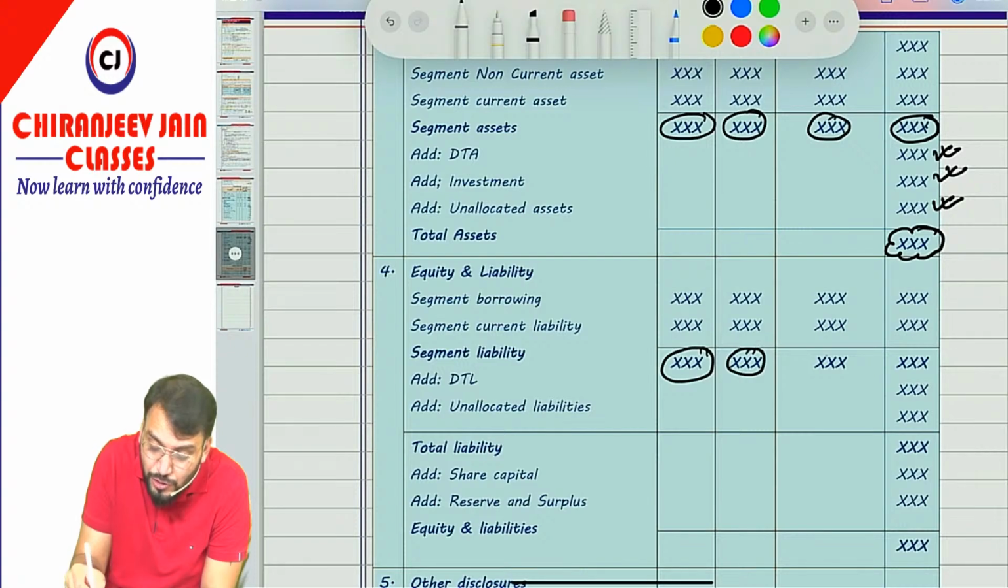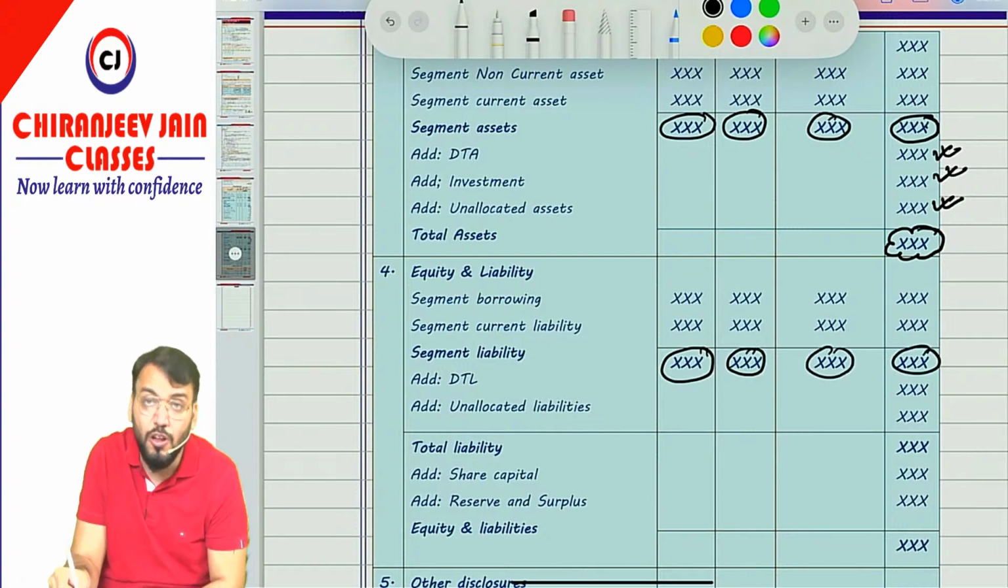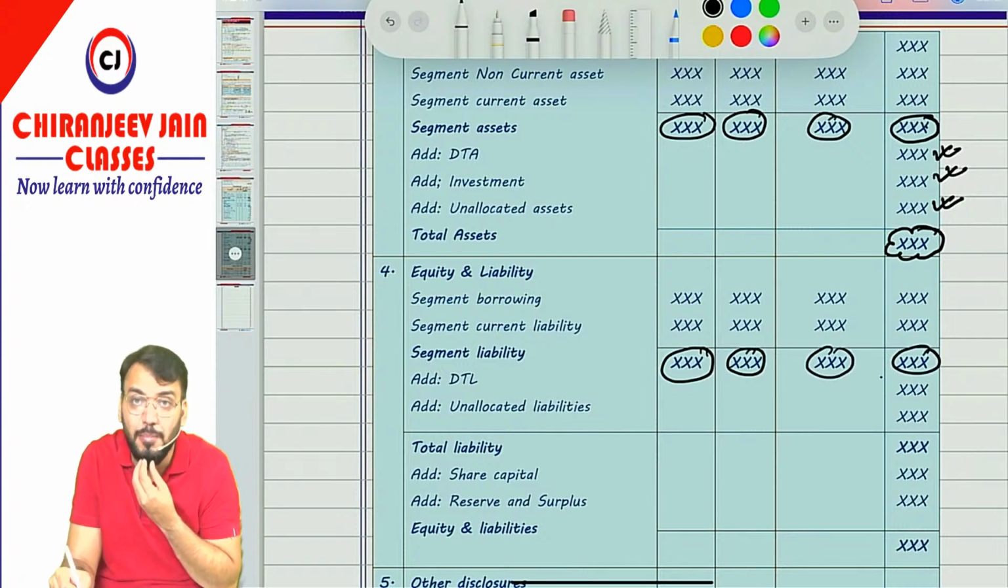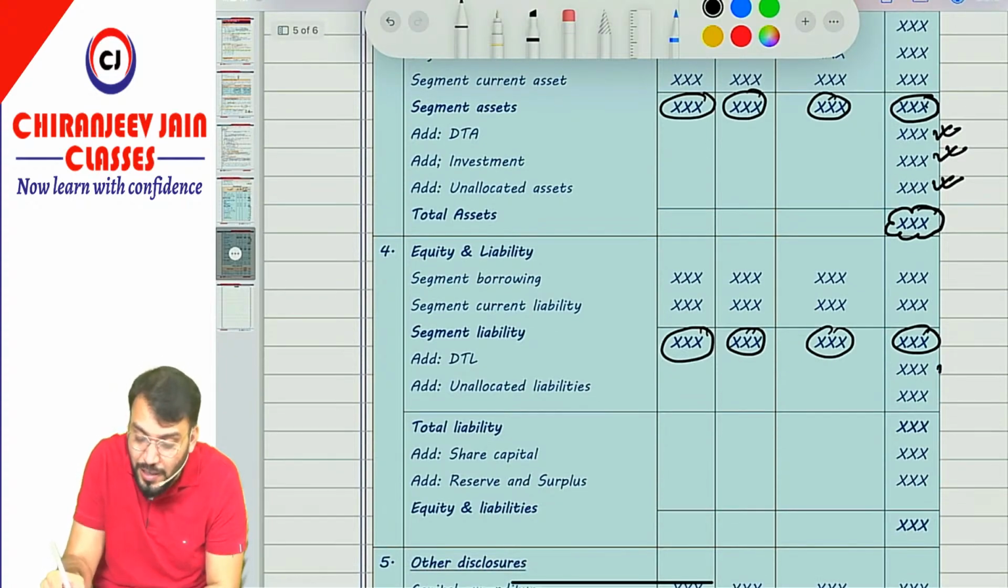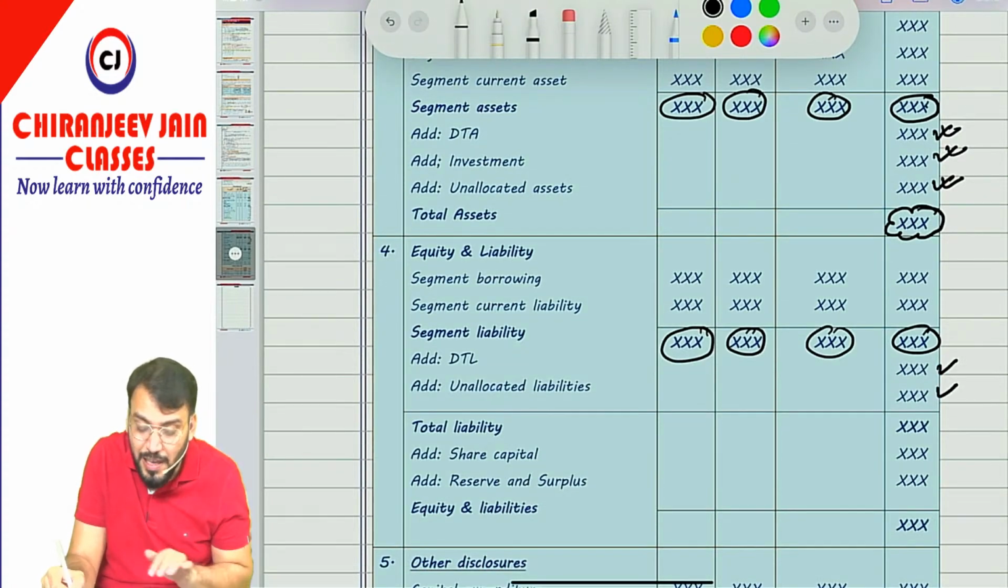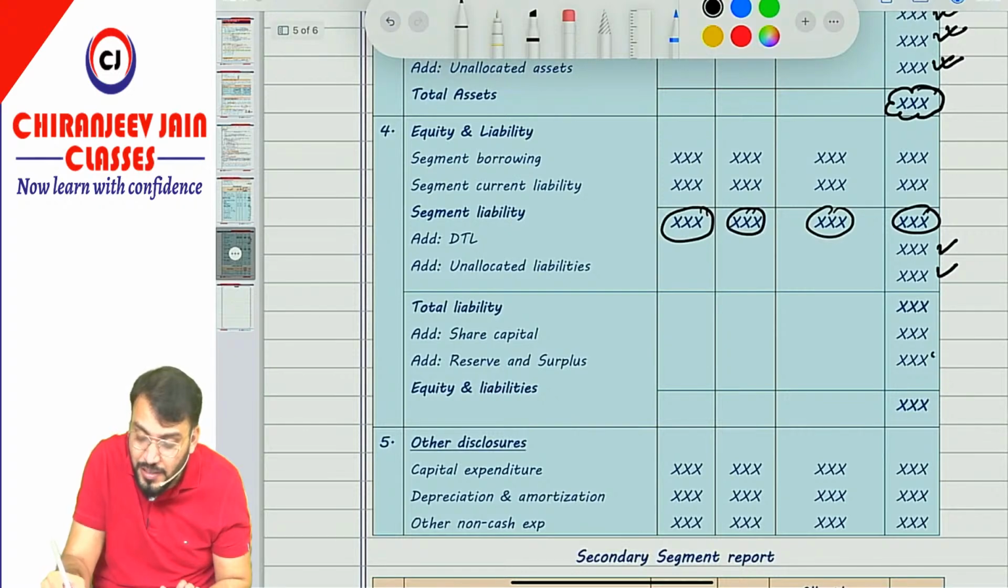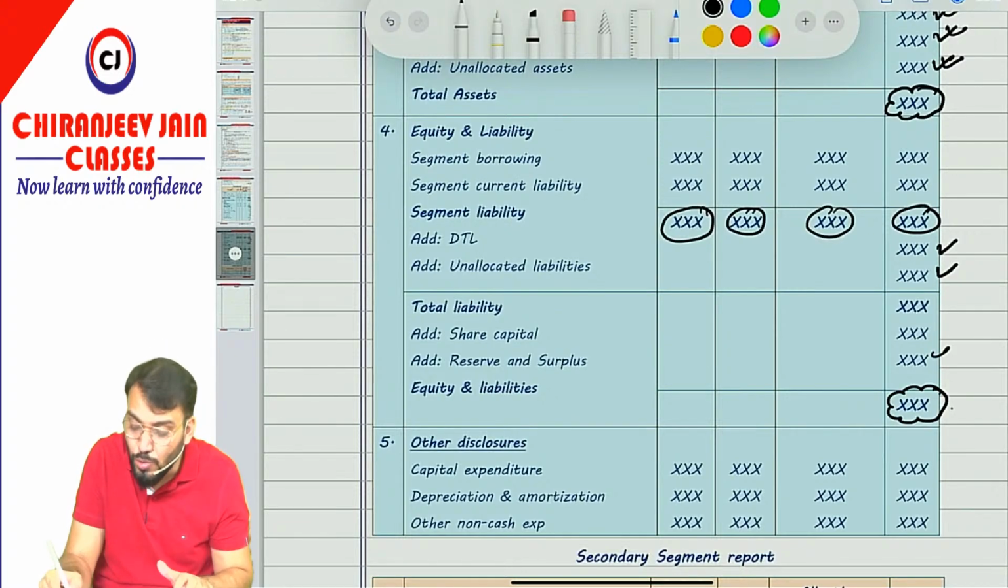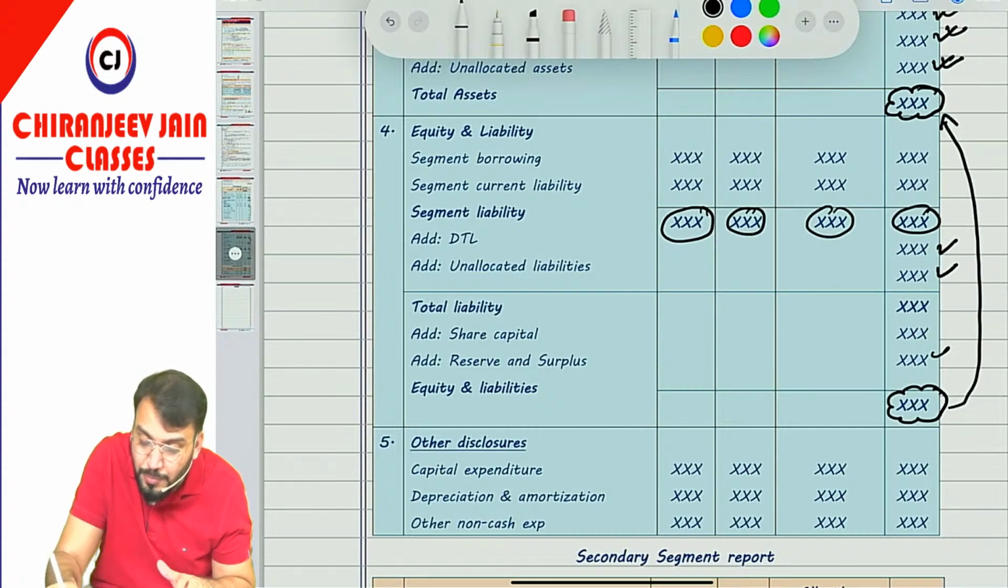Segment liability will be disclosed, but this will not match with the total equity and liability in the balance sheet. So we'll add unallocated liability, DTL. Then we'll add share capital and reserve and surplus, and this will be the total equity and liability, which will match with the balance sheet. And this total equity and liability and total assets should also match.